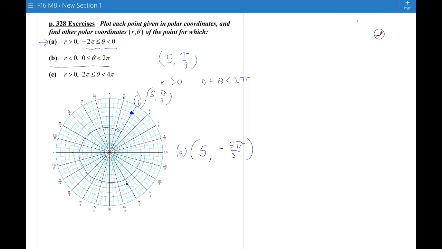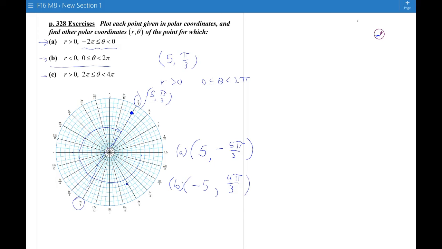Okay, so the B says, well, now have the theta be positive, but the r be negative. So if the r is negative, I'm going to be working over here from the angle 4 pi over 3 as my positive angle. Then I'm going to go backwards through the pole, negative 5. So this is the same point with a different name, 4 pi over 3 positive angle, negative 5 r, ends up in the same place.